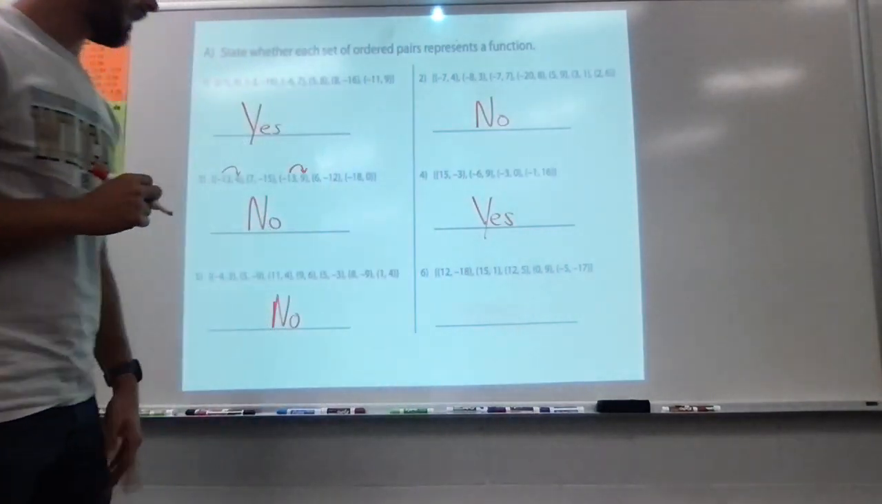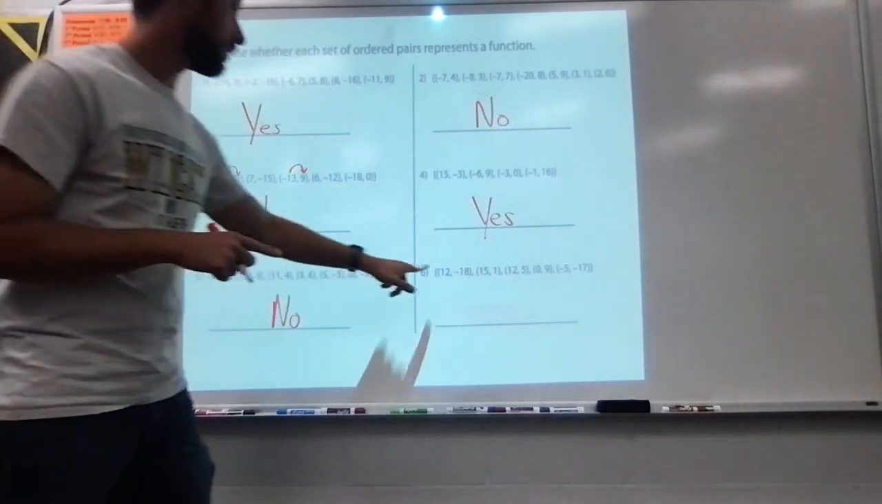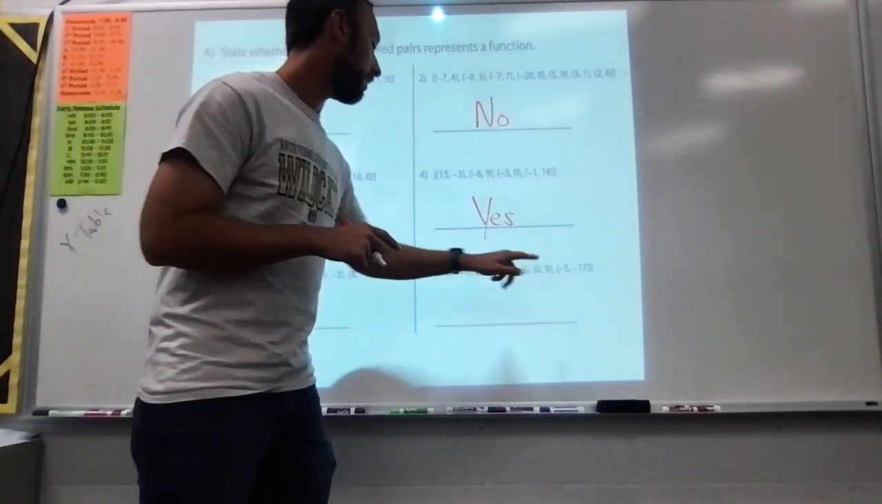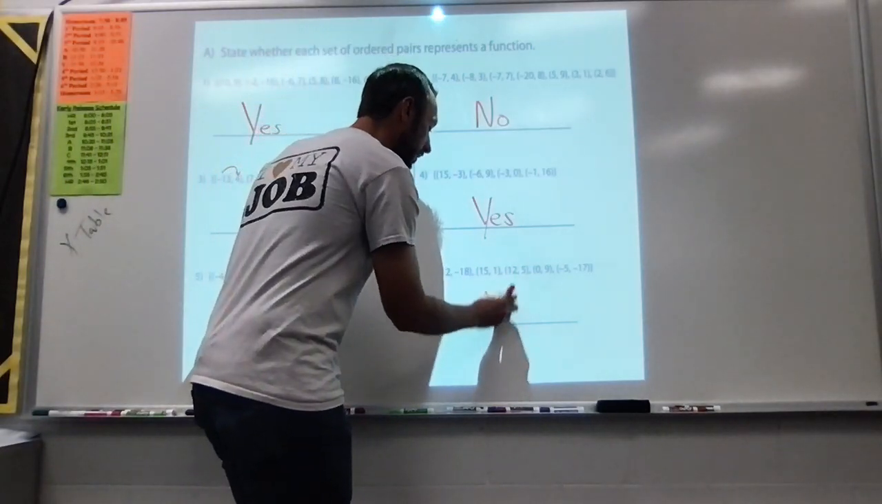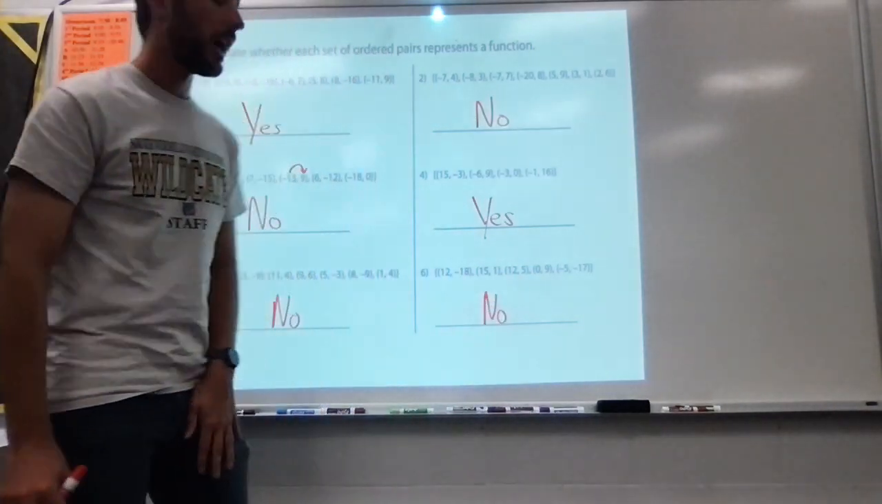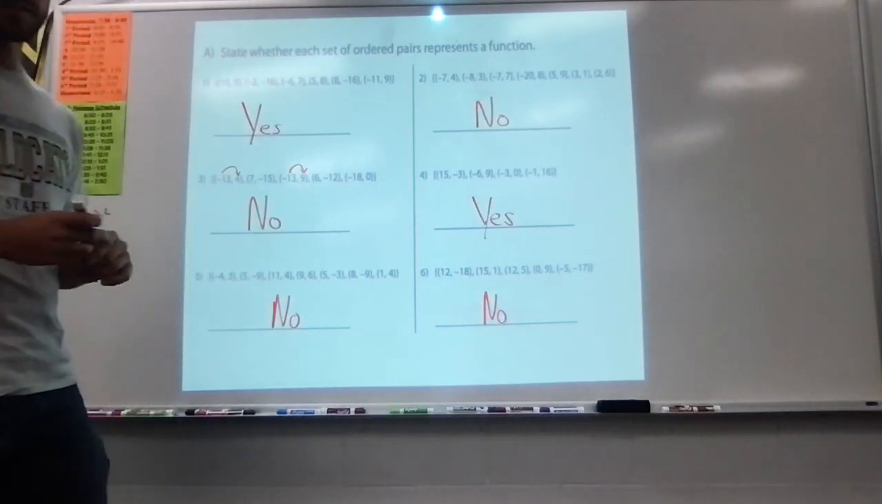So yes, this is a function. And at the bottom, I see automatically this is not a function because I have a 12 and a -18, a 12 and a +5. I have the same inputs with different outputs. That is a one-to-many relationship, not a one-to-one relationship. So that is not a function there. Okay?